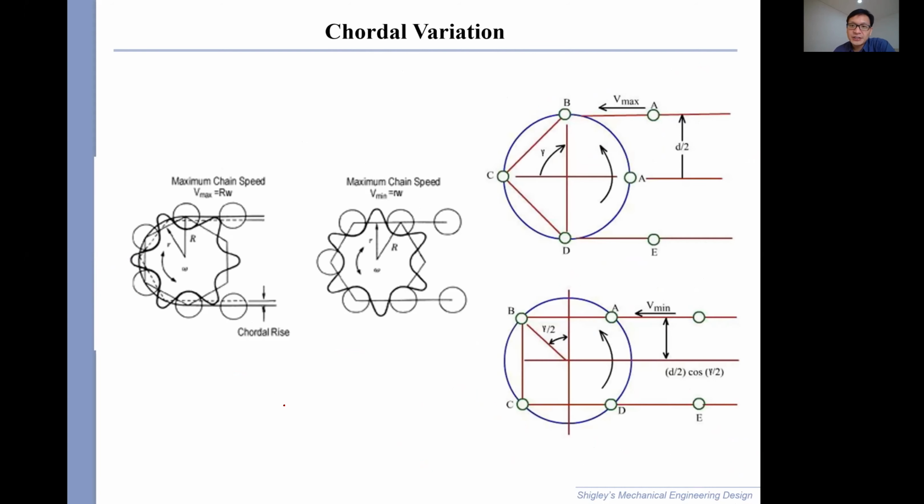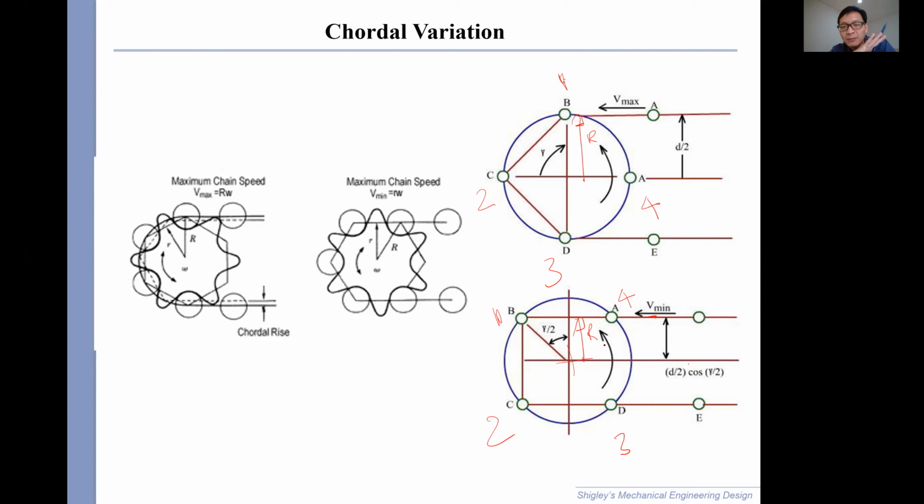This is the chordal variation that is inherent with chain. It's not a big deal in most cases as long as your sprocket is big. But think about when your number of teeth is so small. An extreme example here is only 4 teeth, right? If you have 4 teeth, 1, 2, 3, 4. When the condition is like this, you see the distance between the center and the chain, the radius, this is the effective radius. But when it's at the peak, this is the effective radius. So you see this change in radius will affect your speed ratio, right?